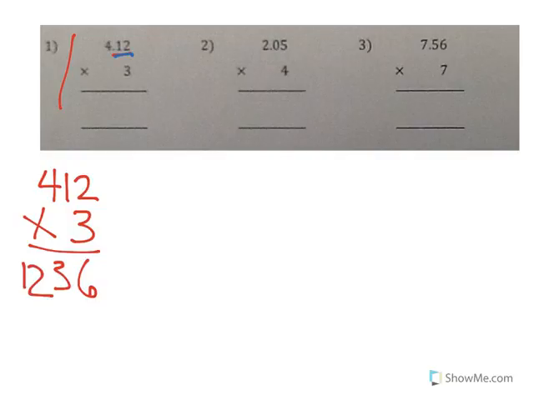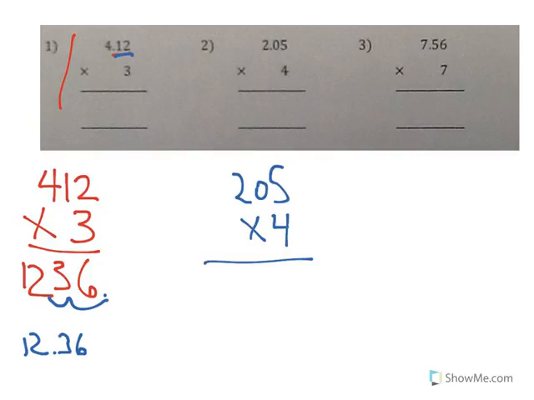Then, for these two decimal places, my decimal starts here. I've got to move it over 2 spaces. So my final answer is going to be 12.36. For this next problem, I'm just going to change it to 205 times 4. Then we're going to deal with these two decimals afterwards.